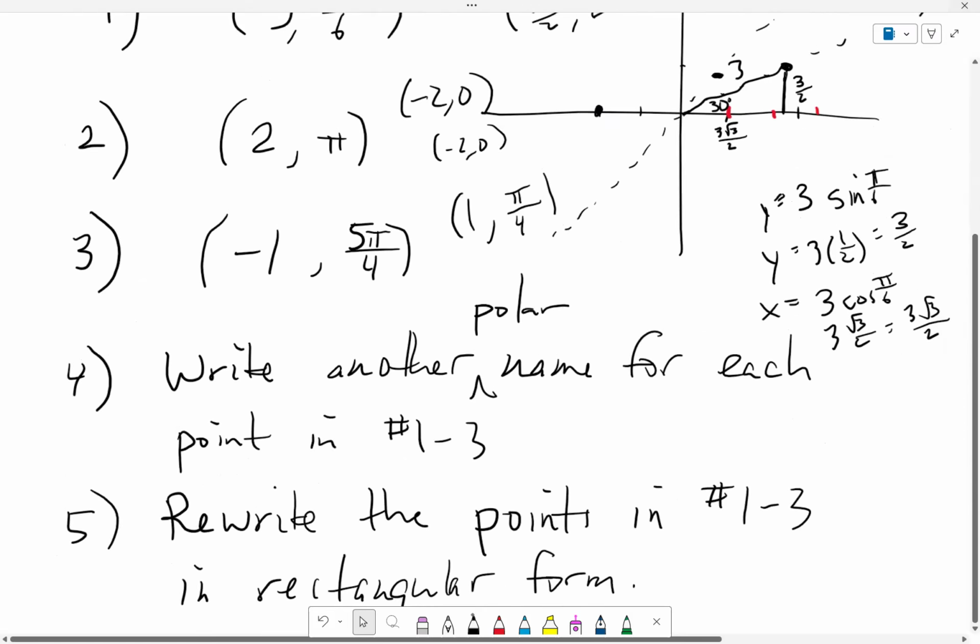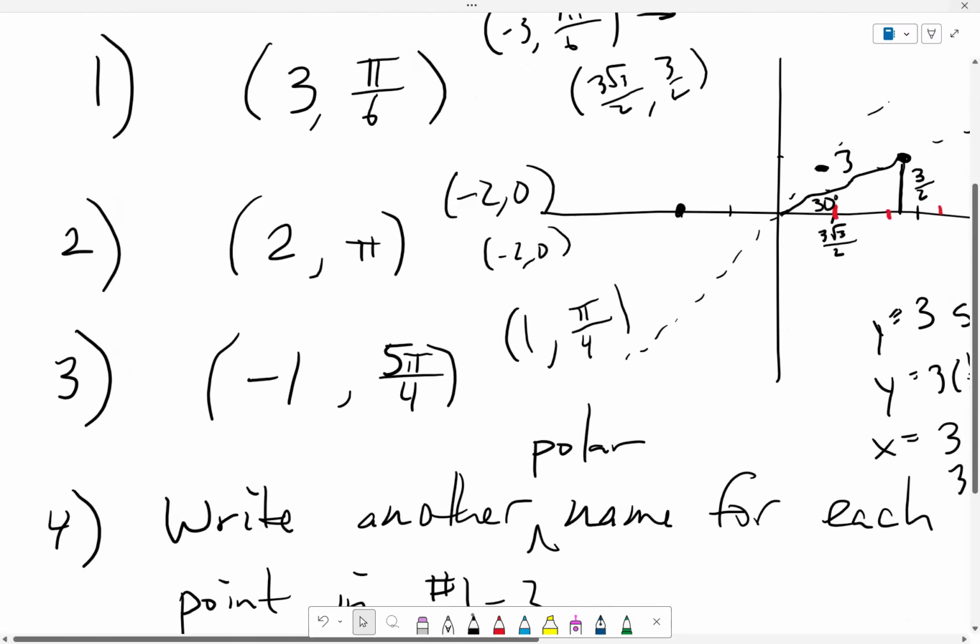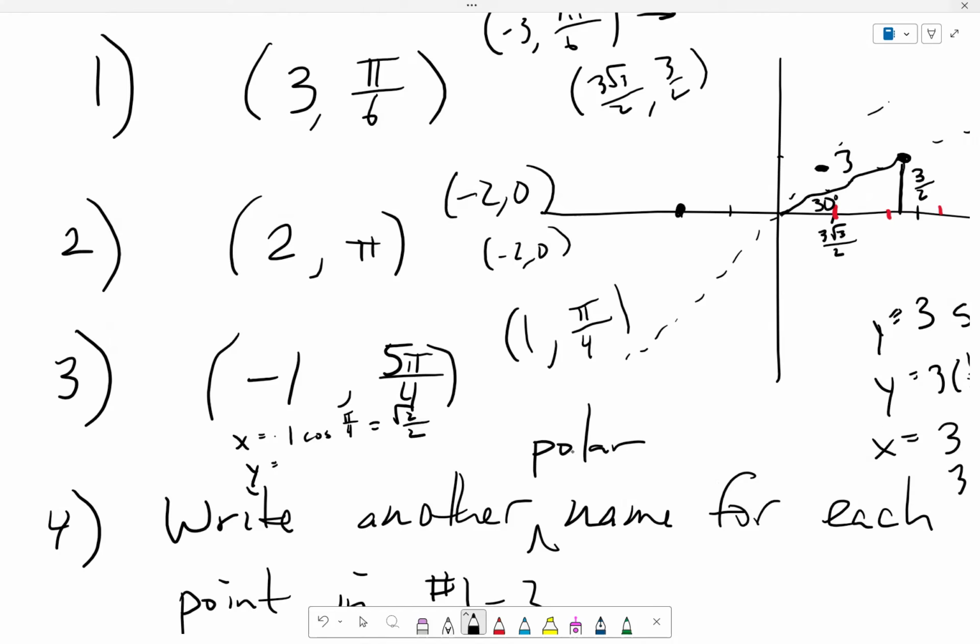We're in number 5, doing the third point. Thank you for paying attention. Radius of 1 times cosine of pi over 4. Oh, so you use the renaming one. So I got negative root 2 over 2. Be careful. If you're going to use pi over 4, you have to use 1. If you're going to use 5 pi over 4, then use -1. You can't use 5 pi over 4 and 1. Okay, that would be root 2 over 2.